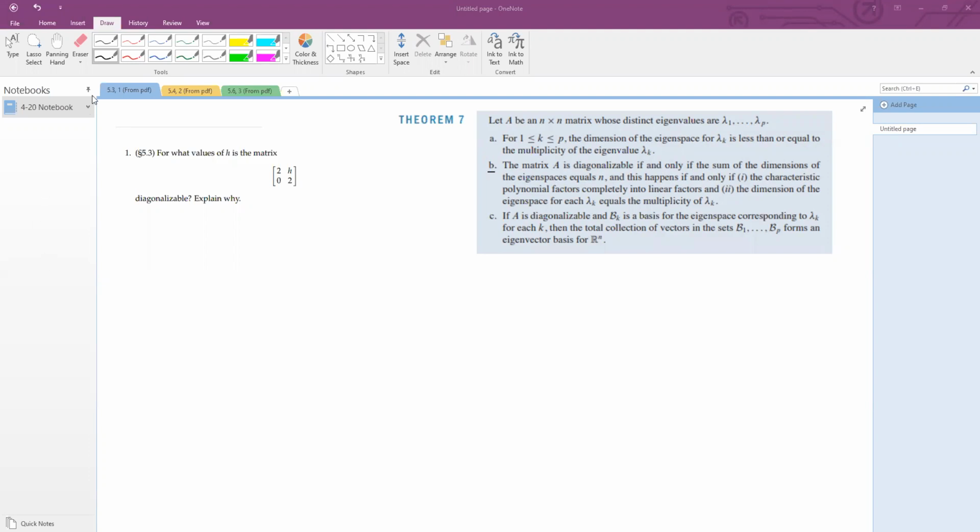So today we're going to be looking at three problems from the PDF of the assignment. We have one from 5.3, 5.4, and 5.6. To start off, let's look at this one from 5.3, which is asking us which values of h for this matrix here, 2, h, 0, 2, allow it to be diagonalizable. So we have to figure out what h's would make this diagonalizable.